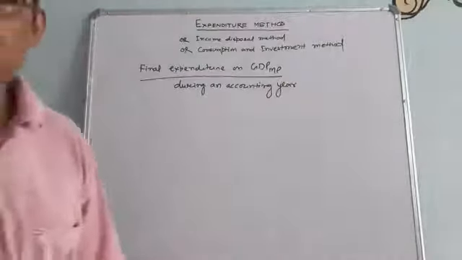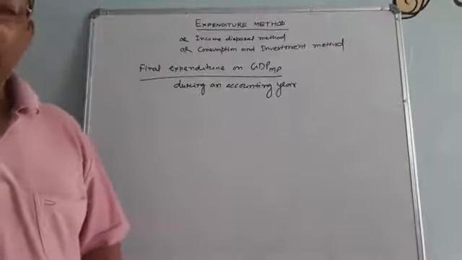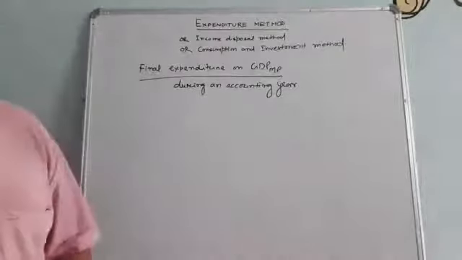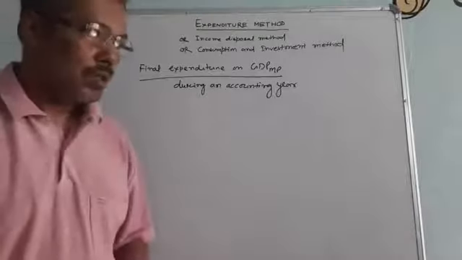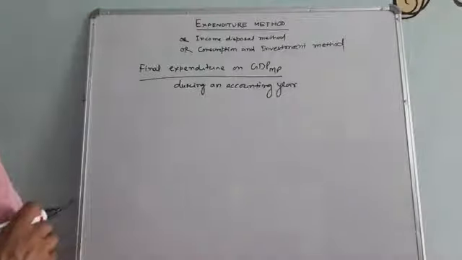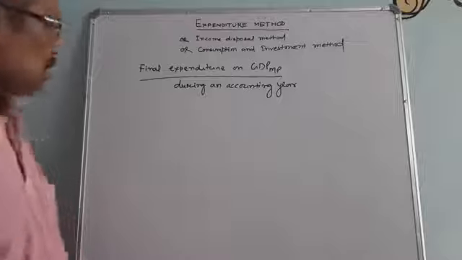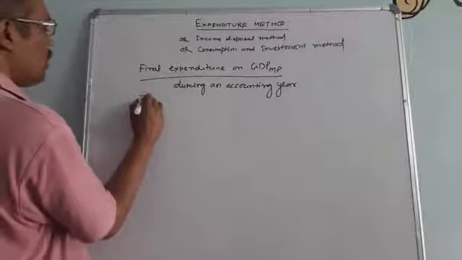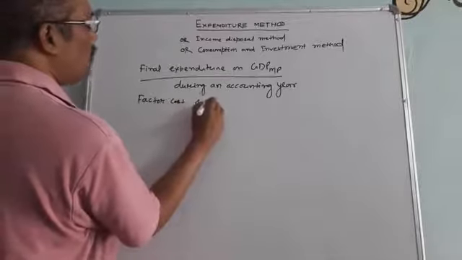What do we mean by accounting year? You have already known. The year which starts from the 1st April and ends with the next 31st March. We have already known one man's income is another man's expenditure. And we have already discussed factor cost and market price.